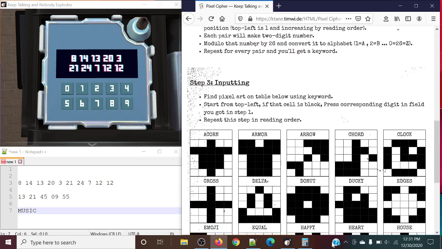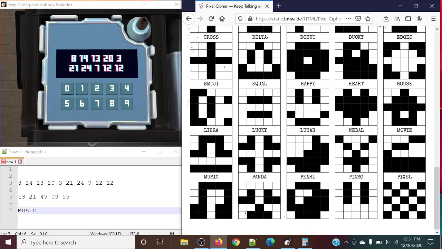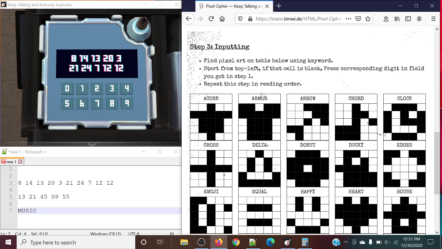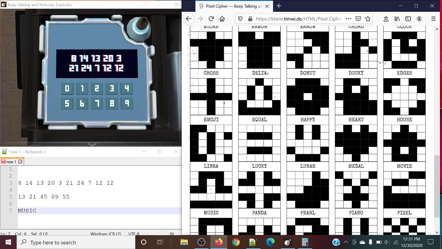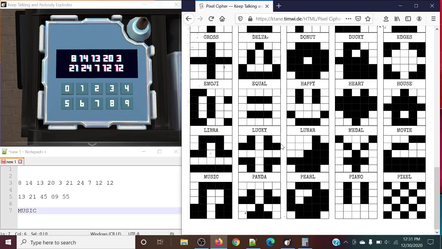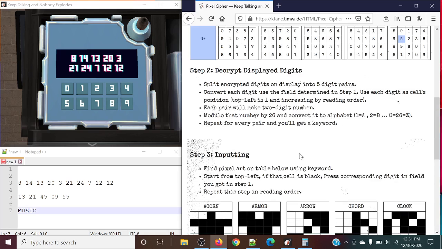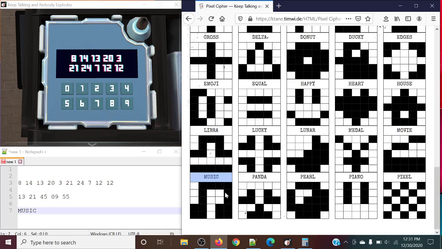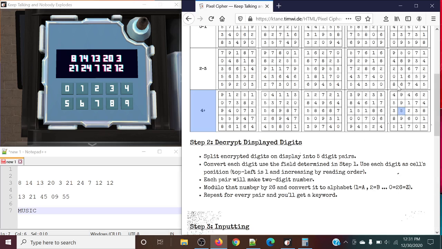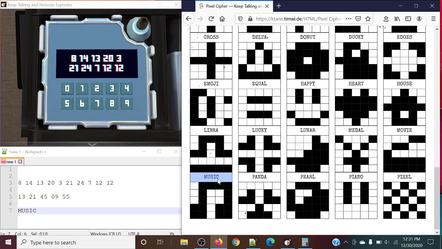And now what we're going to do is find this word down here in the inputting sequence. So we're going to find music. Music. And we're going to input these black tiles that we have here. It's finding the pixel art on the table below using the keyword. So what exactly does this all mean? Well, going back up to the top here, we're going to input a series of numbers that correspond to each of the black squares, and do it in reading order.